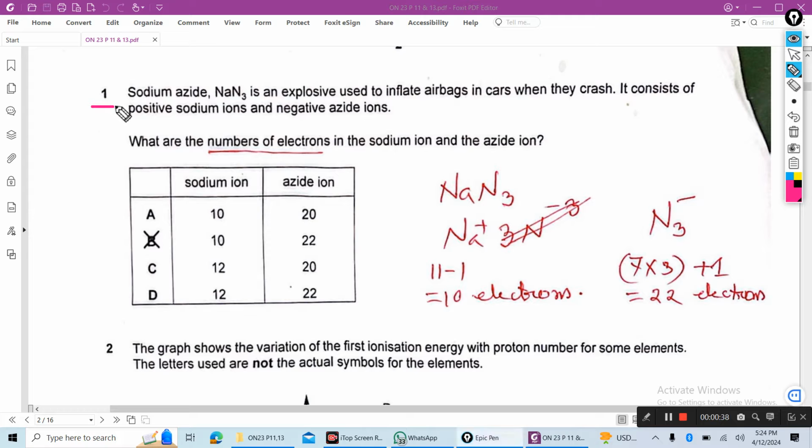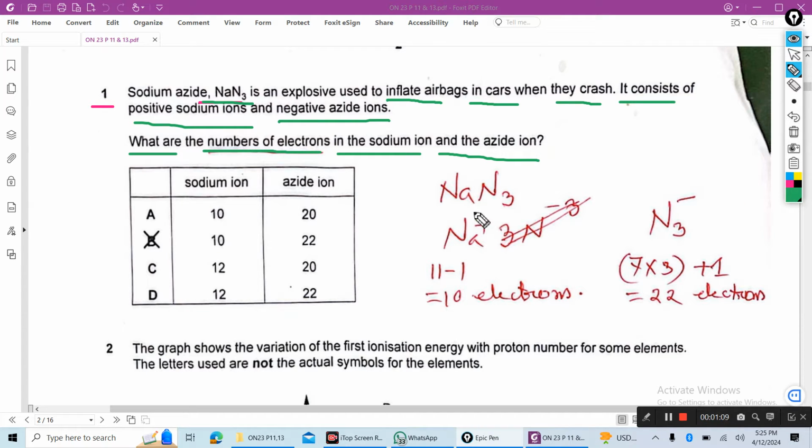Number 1, sodium azide, NaN3. Sodium azide is an explosive used to inflate airbags in cars when they crash. It consists of positive sodium ions and negative azide ions. What are the numbers of electrons in the sodium ion and the azide ion?